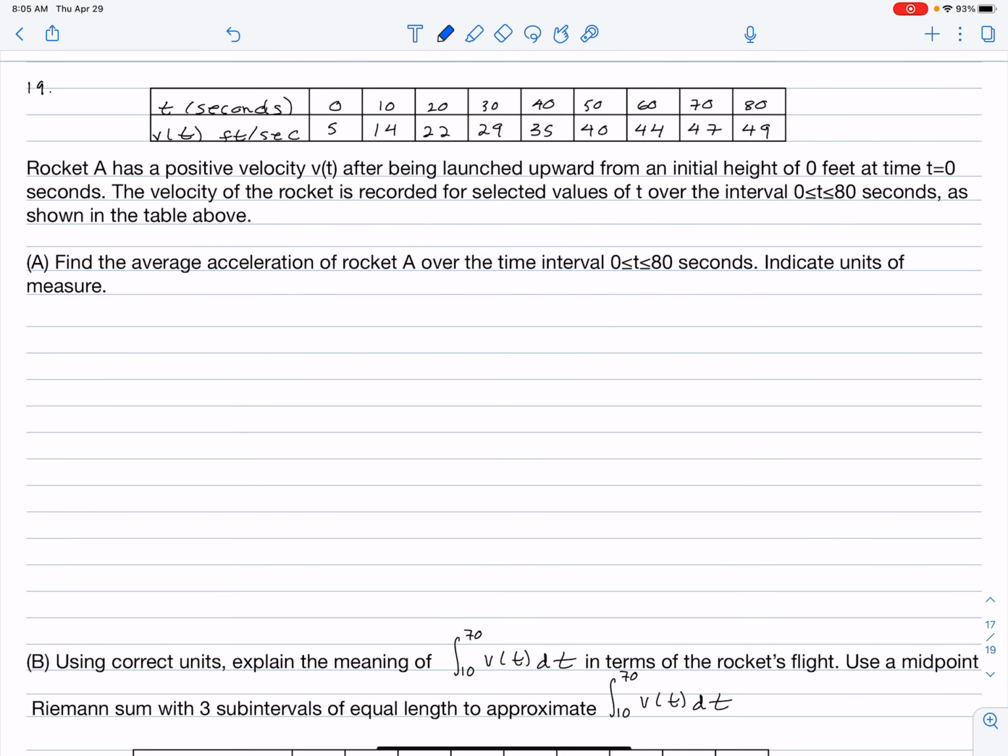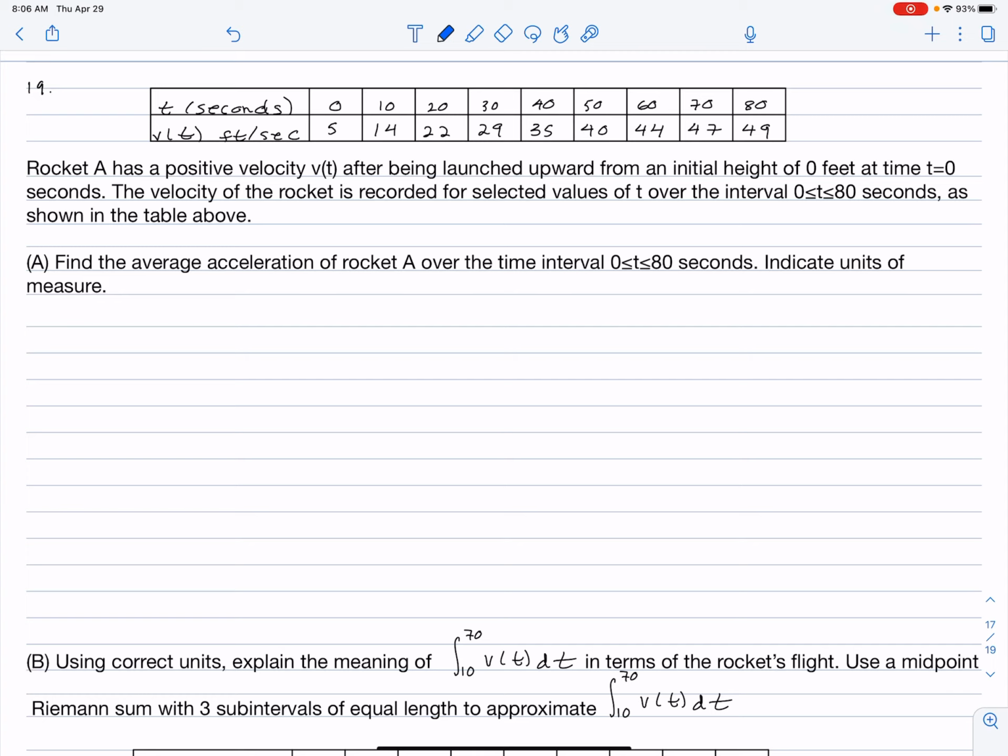So we have this rocket with a positive velocity that's being launched from a height of 0. And they give us this table for time from time 0 to 80. Let's talk about what we're seeing now. I want to remind you, the very first time you see a function, a table, or a graph, or anything like that, you have to ask yourself what you're looking at.